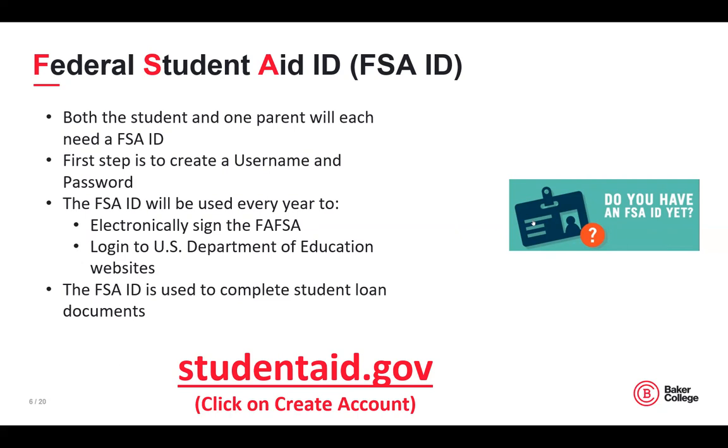When submitting for the FSA ID, make sure you correctly enter your Social Security number, name, and date of birth. These must match what is on your Social Security card. If one of these data elements doesn't match, it could mean the ID becomes invalidated.